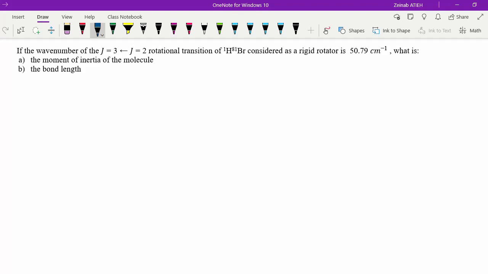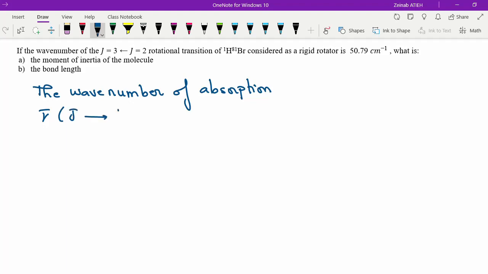Let's write the expression of the wave number of absorption. The wave number of absorption in general, which is nu bar, for a transition from a level j to a level j plus 1 is equal to 2 b bar times j plus 1.